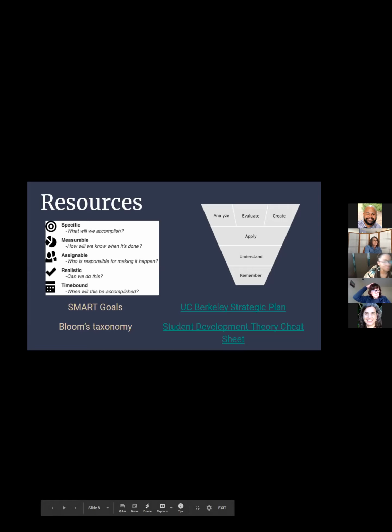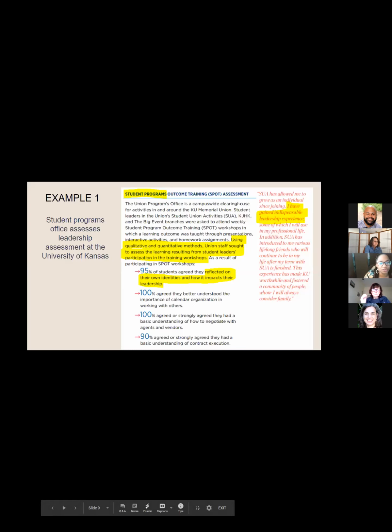All right. Okay. We're going to move forward because typically around 11 o'clock, people need to go. So let's get some of these examples and case studies in. I have two examples from the University of Kansas's impact report. This first example is from the student programs office, and this is what they reported in terms of their assessment on students' leadership development.